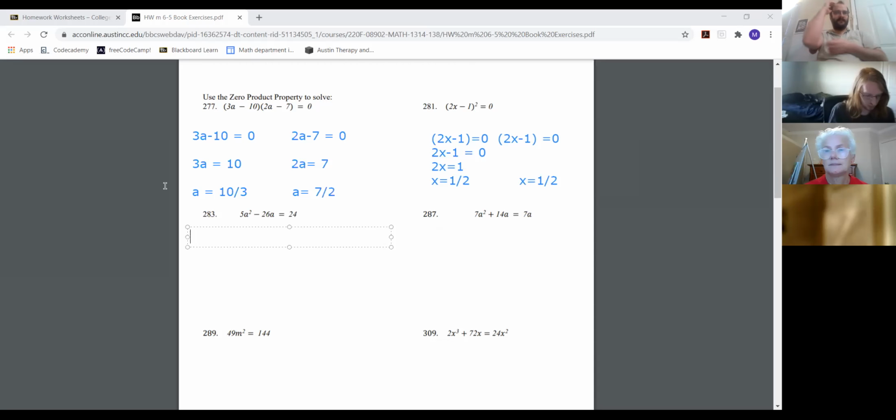So what are you getting on this one? What's the first thing you gotta do? Subtract the 24 to make the equation equal 0.